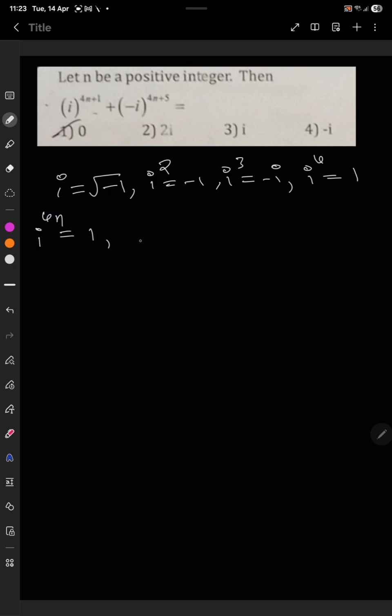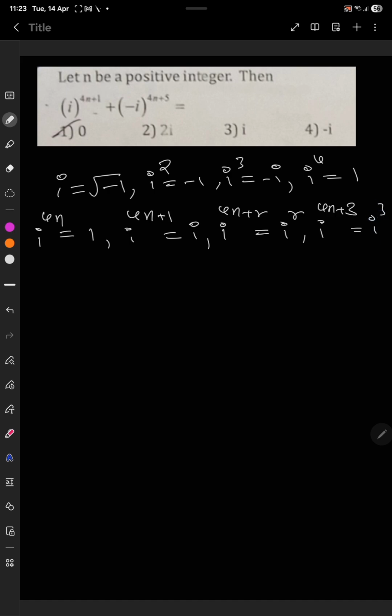In this problem, given that i power 4n plus 1 plus minus i power 4n plus 5 is equal to, we know that i equal to root of minus 1 and i square equal to minus 1, i cube equal to minus i, and i power 4 equal to 1. i power 4n equal to 1, i power 4n plus 1 equal to i, i power 4n plus 2 equal to i square, and i power 4n plus 3, that is equal to i cube.